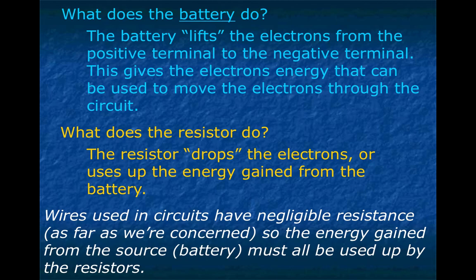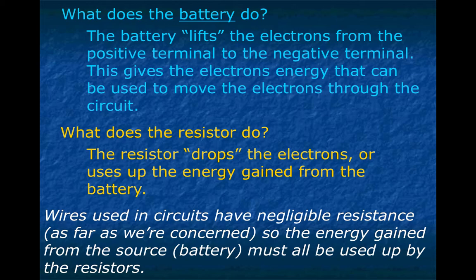Something else to know. Wires that we use in a circuit have negligible resistance. So there's a little bit of resistance as the electrons travel through the wire. However, it's not enough for us to consider and calculate. As far as we're concerned, all of the energy gained from the battery must be used by all of the resistors. So as an electron travels through a circuit that has more than one resistor, some of the energy will get used in the first resistor, the rest of the energy will get used in the second resistor, and then those electrons will go back to the battery.